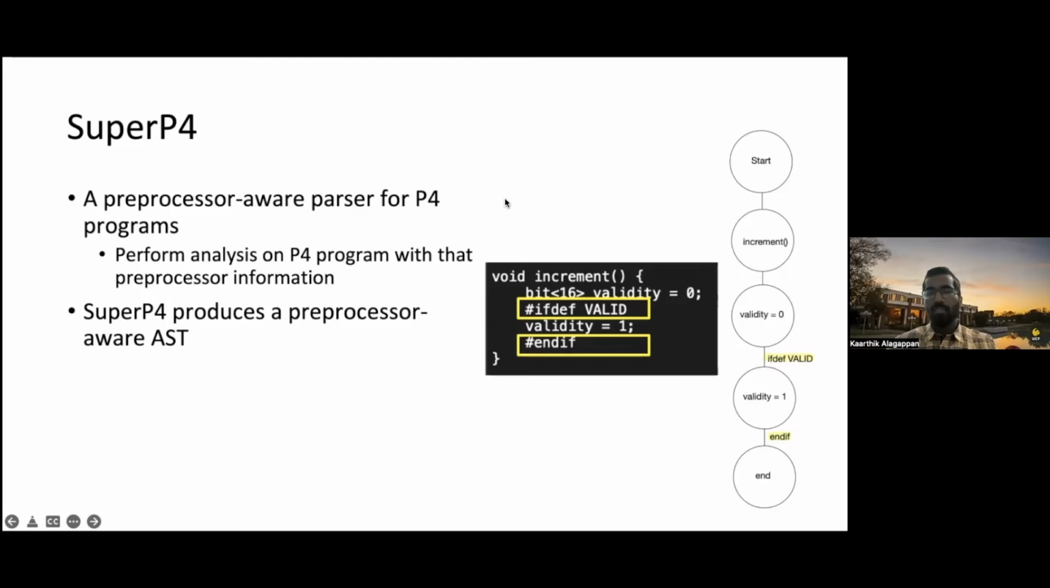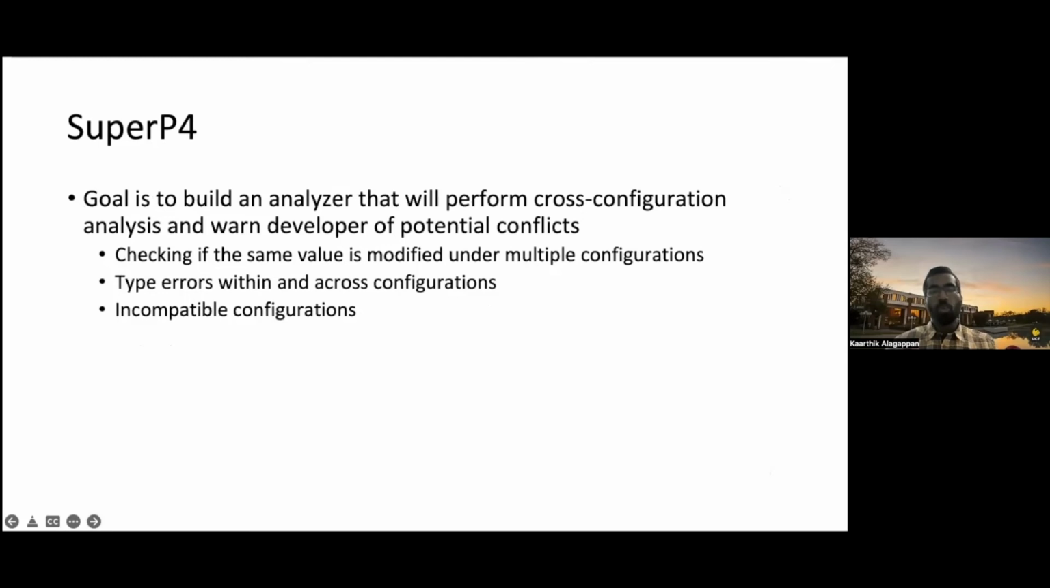On the right-hand side, we have a logical structure of the AST that will be produced by SuperP4. We see the validity equal to 0 statement in it, and after that we have something called a conditional node, which says that whatever is inside the conditional node has to meet the node's Boolean condition. Here, the conditional node says that if valid is true, or if the valid configuration is enabled, we retain validity equal to 1. That's how SuperP4's AST has the preprocessor context information in it. SuperP4's goal is to build an analyzer that will perform cross-configuration analysis, and warn the developer of potential conflicts that might need attention.